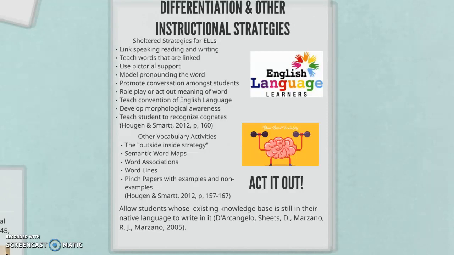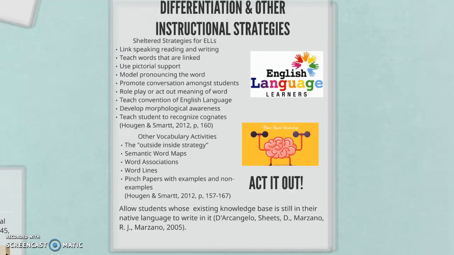So throughout the unit, I definitely had to differentiate a bit for my English language learners. So some strategies that you can use to support students as they're learning new words are to link speaking, reading, and writing together. Try and teach words that are linked. So if you're teaching about transportation, you can teach all the different forms of transportation. Try to umbrella your instruction a bit so they can make more connections. Use lots of pictorial support.